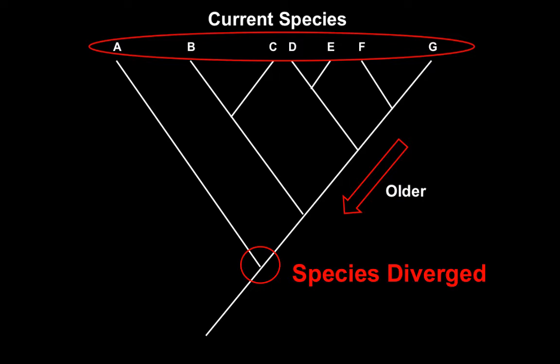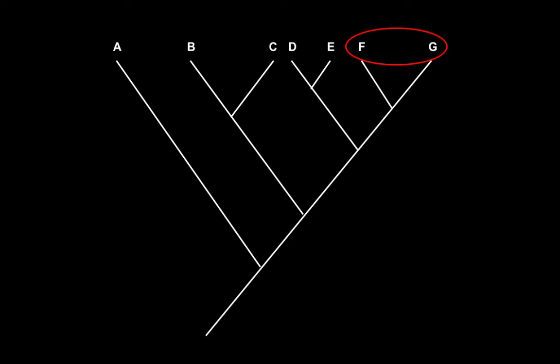As we go backwards, we get older, and if we look at F and G, all the other species along this line are common ancestors of these two all the way up until we get to this split. That's their last common ancestor. Now if we look at this, the most related are D and E because they diverged the most recently. And the least related would be A and G because they diverged the most distantly.